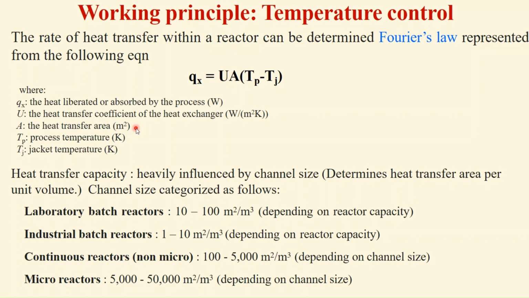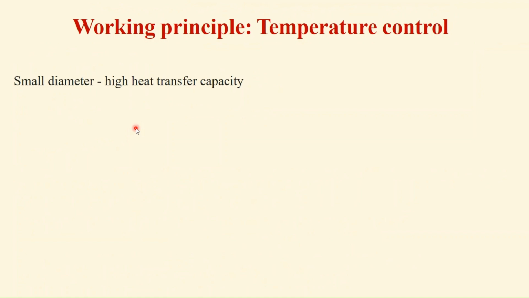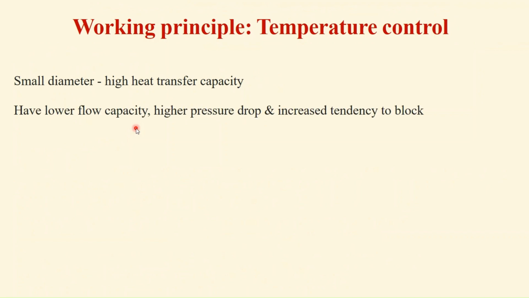The temperature maintenance and uniform transfer of heat within the reactor is very much necessary for the success of the continuous flow reaction. If heat flows efficiently, then the efficiency of the reaction increases. This can be achieved better when the diameter of the channels or the coils is small. It has high heat transfer capacity. However, it affects the flow capacity.